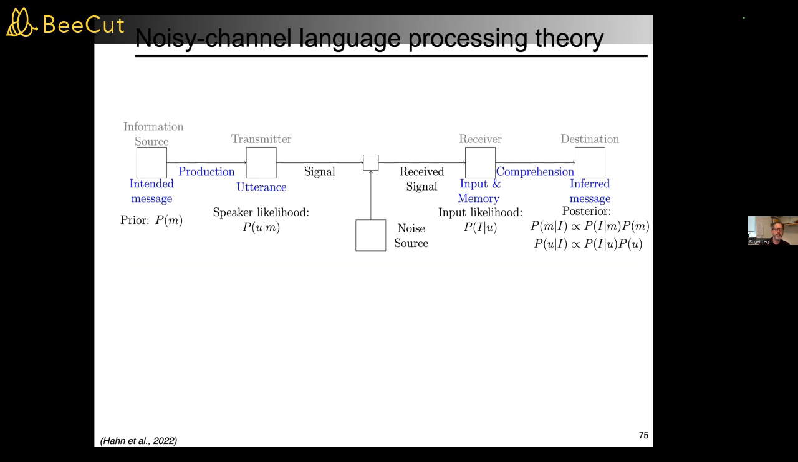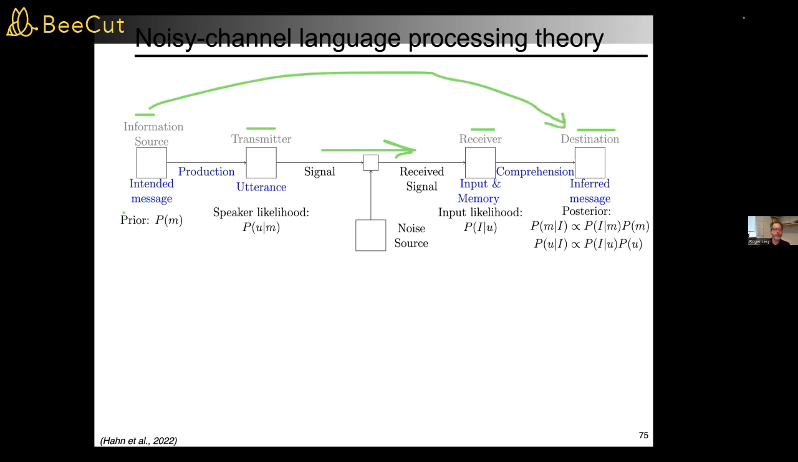Okay, finally, I just want to say a little bit about noisy channel language processing. In gray I have the classic Shannon picture of the noisy channel. You have an information source. It encodes a message in a transmitter, sends it through a noisy channel, and it is received and then decoded at the destination. And success happens when you recover at the end the message that was intended at the beginning.